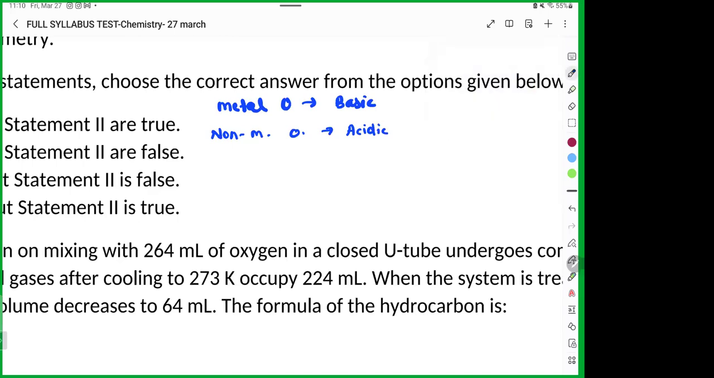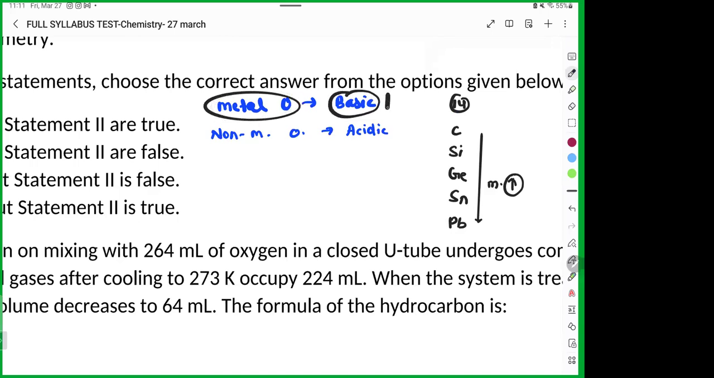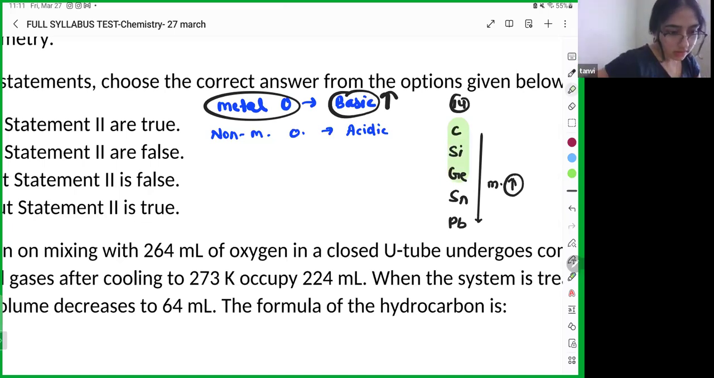If we see group number 14, or in general any group, down the group, metallic character increases. If metallic character increases, it means basic nature will increase. Correct? It means the first 2-3 elements will have non-metallic behavior. That's why acidic. So I'll be back in a minute.